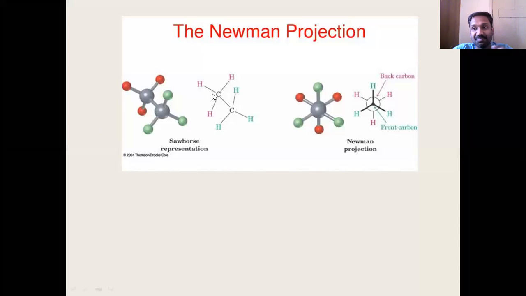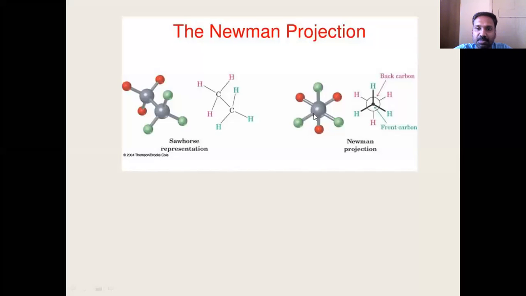I told you, right? Projection is nothing but writing the 3-dimensional structure on a 2-dimensional paper by looking at the molecule from different angles. For wedge-dash, we looked at a molecule from one angle. For Fischer, from another angle. In the Newman, this is the angle. How would you see the molecule if you look at it from this point of view? This is how you see the molecule.